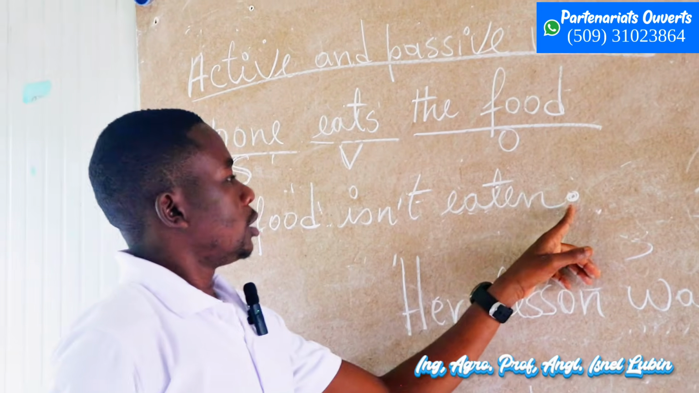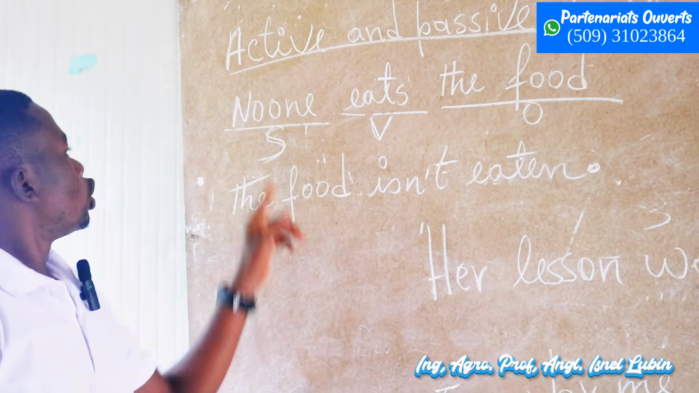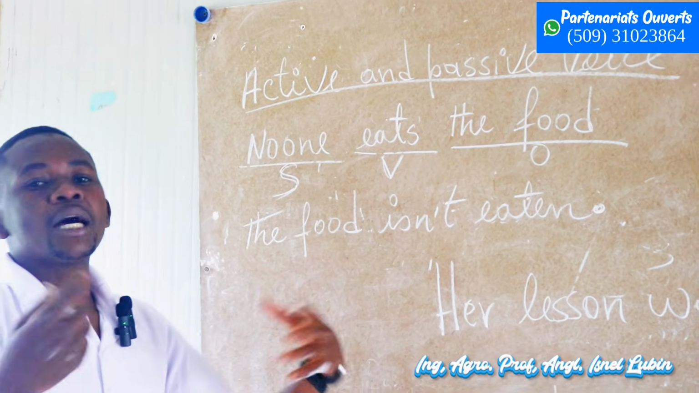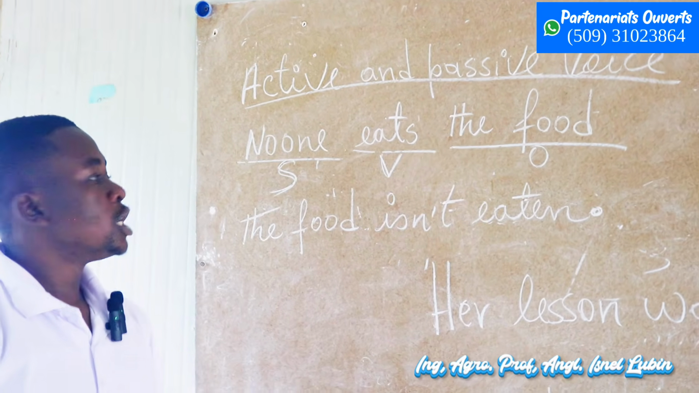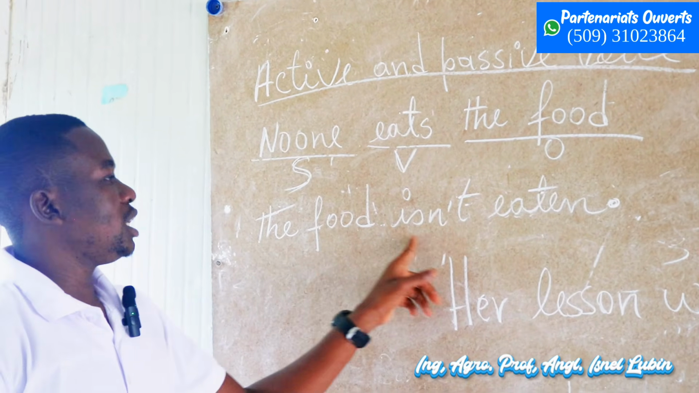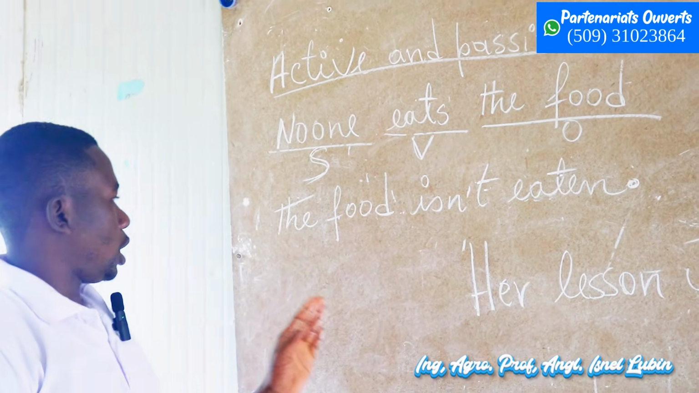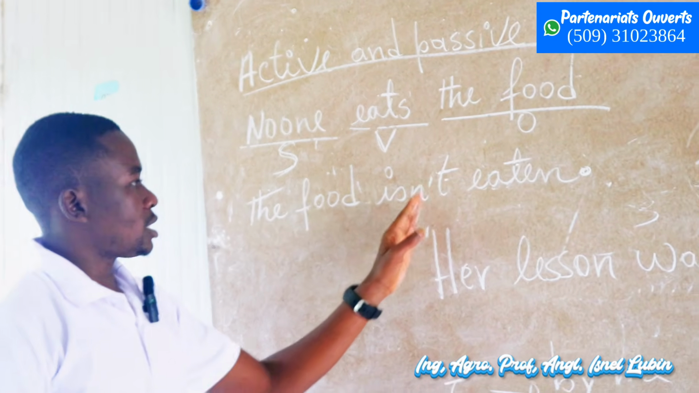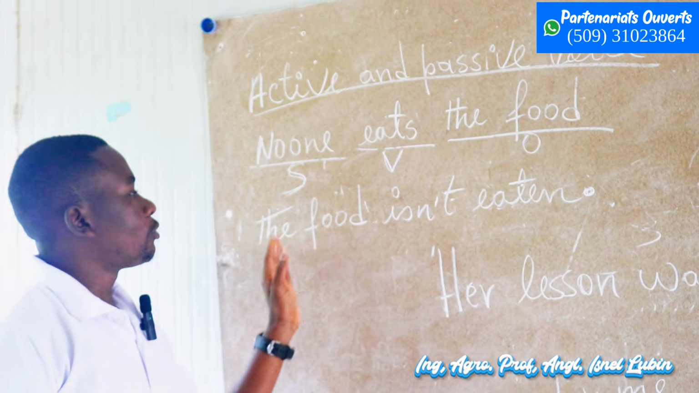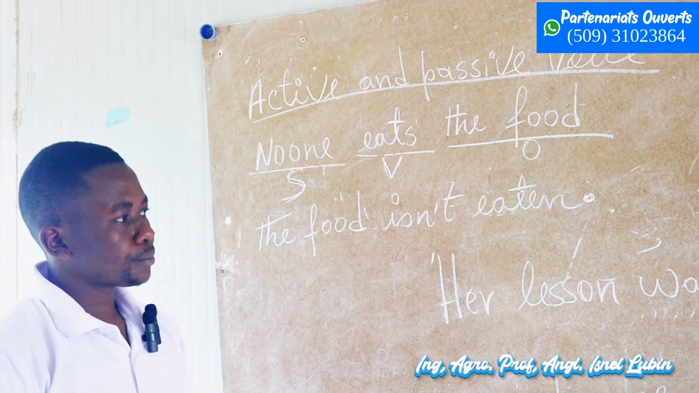I put that because with no one, the subject is not necessary. So I don't have to say the food isn't eaten by no one. No, don't say that. Just say the food isn't eaten. Okay, the food isn't eaten.